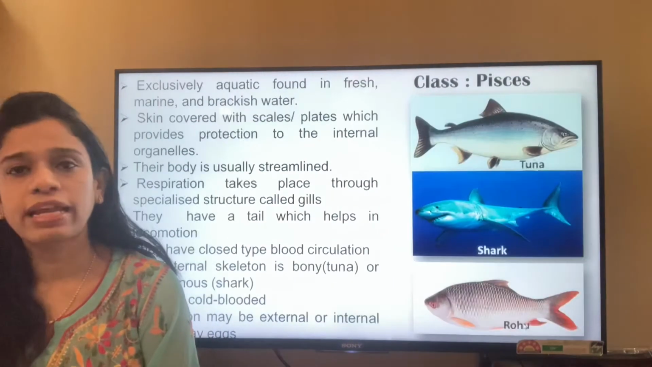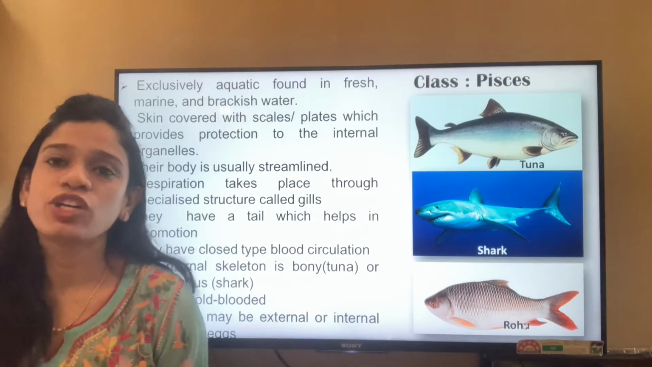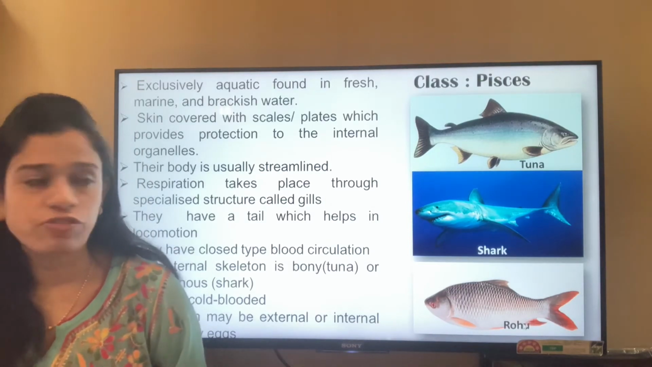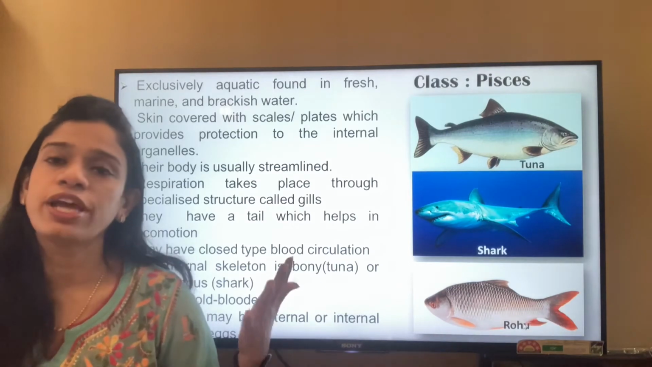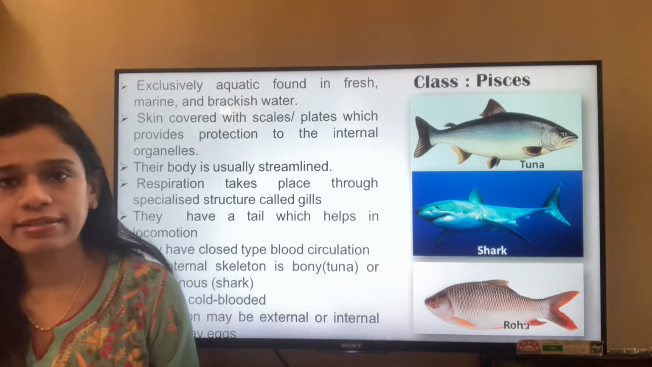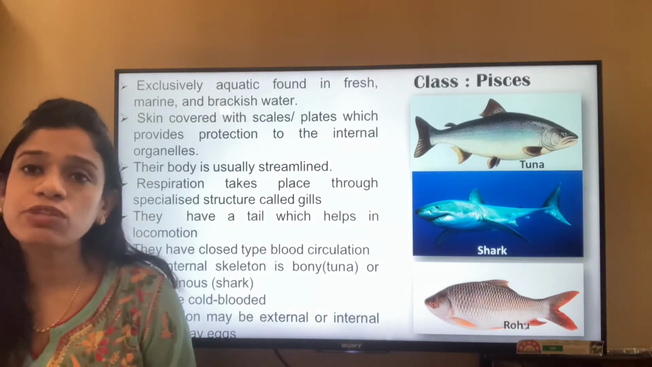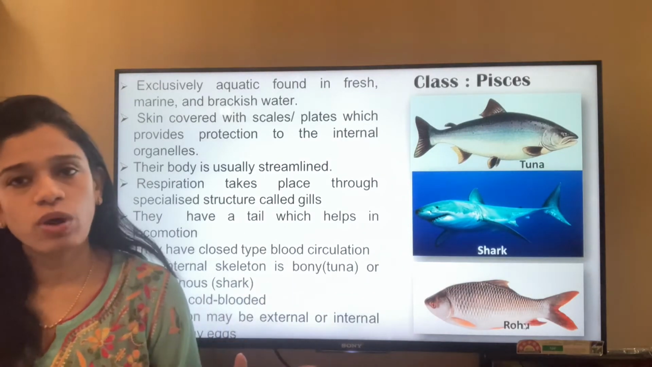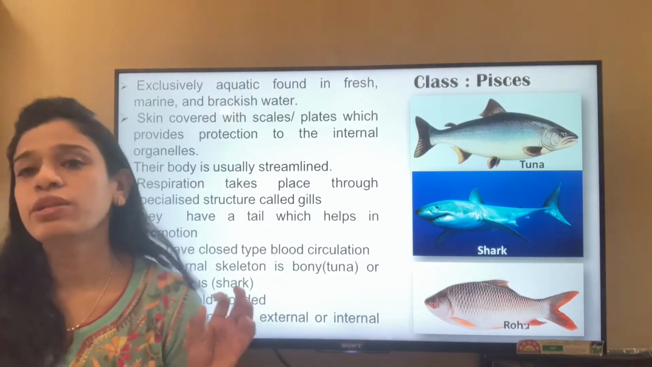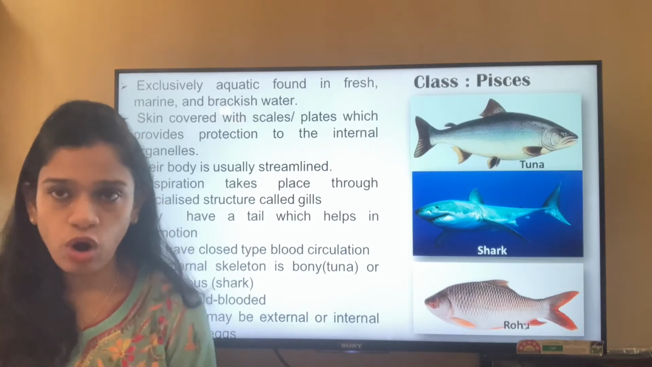So let's move on to the second class, that is the Pisces. As the name suggests, we are talking about the fishes. Fish means there are different varieties of fishes. Here I have shown you only 3 types, but there are a huge number and variety of fishes. So what are the characters? Let's get an idea about the characteristic features. First, they are exclusively aquatic: freshwater, marine or brackish water. They are totally in water. It may be fresh water, sea water, or salty brackish water.